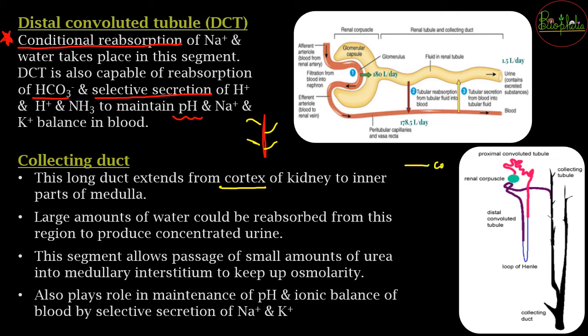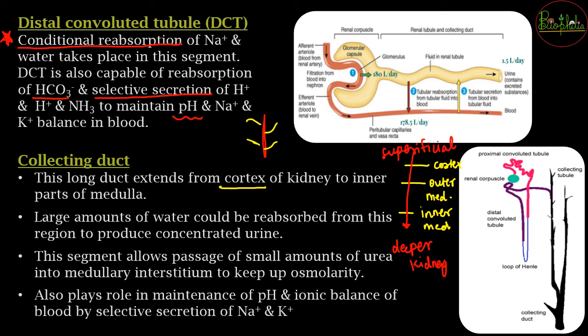So ऊपर कौन होगा? ऊपर होगा सबसे पहले cortex, then you go deep into it, then you will find the outer medulla. After outer medulla, you are going to find the inner medulla. So lower you go, you are going to go deeper into the kidney. So this is your deeper kidney, and this is going to be the upper part where the cortex is. It is your superficial kidney. So that is one thing that you need to understand. So collecting duct कहाँ से कहाँ जाएगा? It will go from the superficial end to the deeper end of the kidney.